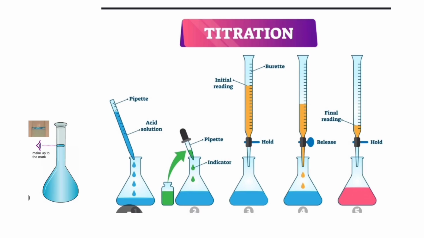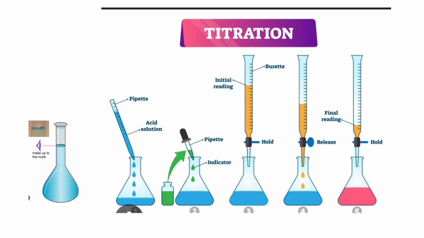After that, what do you do? You add your indicator. This second one written pipette is not a pipette, it's a mistake. It's supposed to be a dropper. You use your dropper to drop 2 to 3 drops of methyl orange indicator. Your burette is filled to the 0.00 mark, the one in orange or yellow color, something like this. You note the volume. You put your conical flask under the burette, and you run the acid slowly, swirling the conical flask.